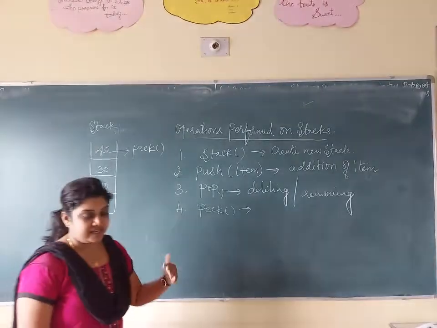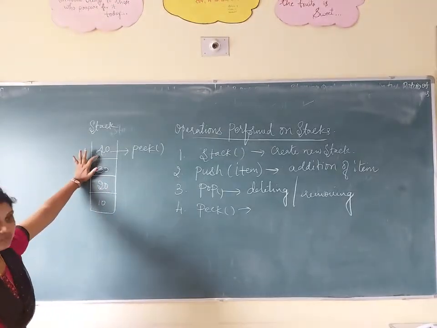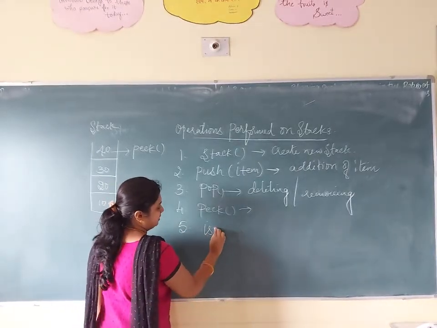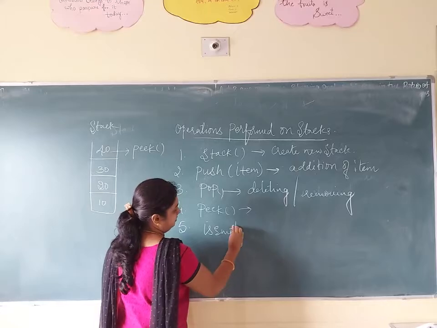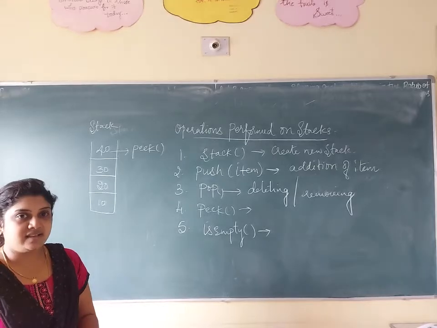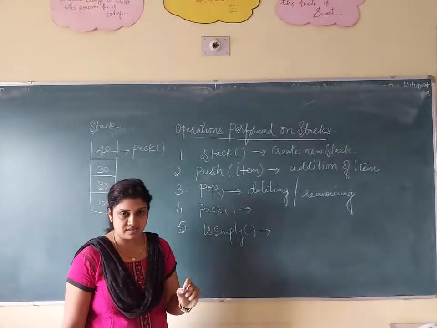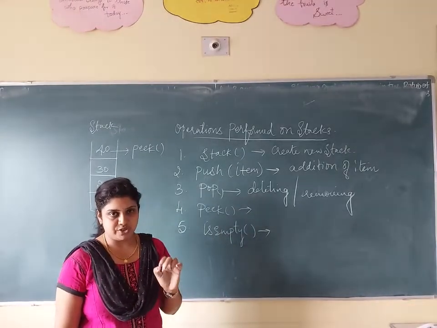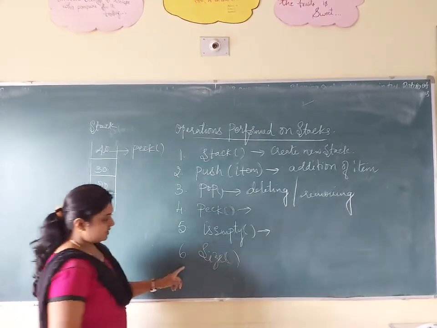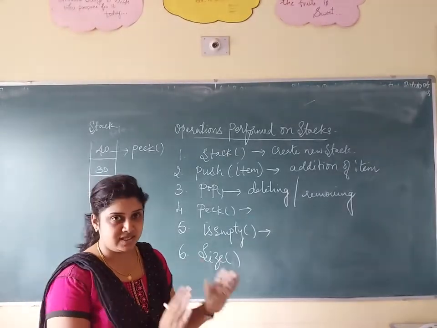That is what peek indicates, the top value of the stack. What is the top value of the stack? That is 40. Peek means the top value of the stack. And the fifth one is isEmpty. See, isEmpty checks whether the stack is empty or not. And the sixth one is size. The size operation specifies the maximum number of items you can insert into the stack.